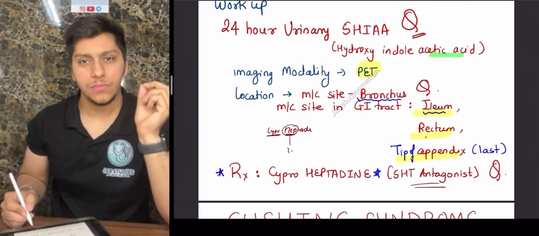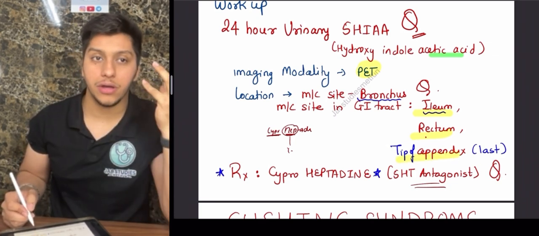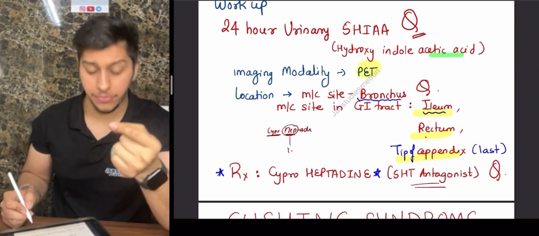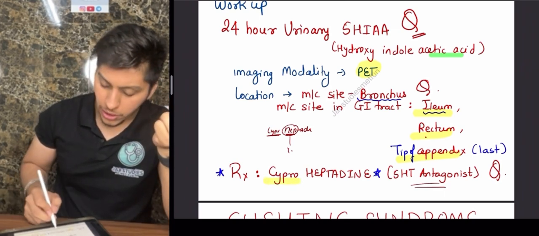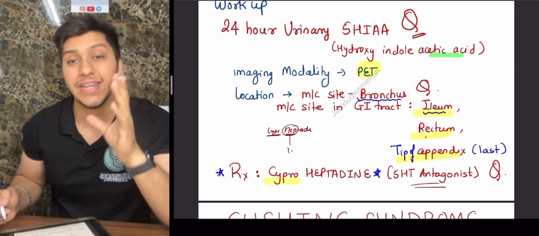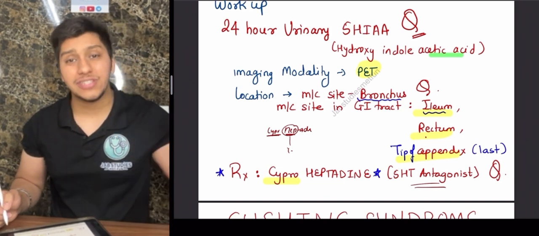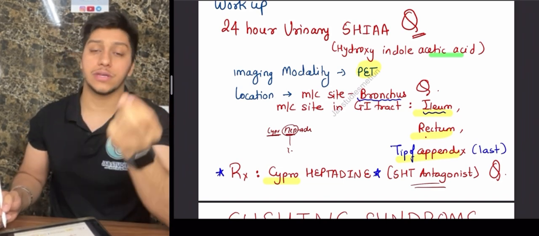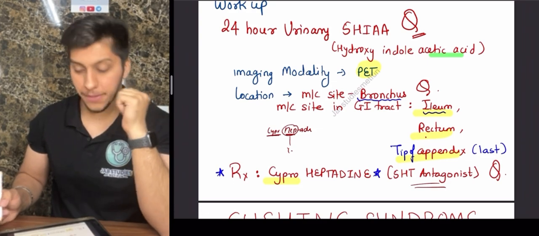The drug of choice for your carcinoid tumor, remember, C for carcinoid tumor, C is for cyproheptadine, which is a 5-HT antagonist. You know that 5-HT is increasing, so block it. So you give cyproheptadine.